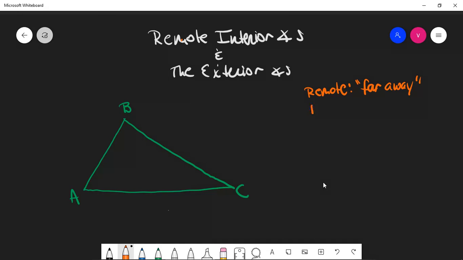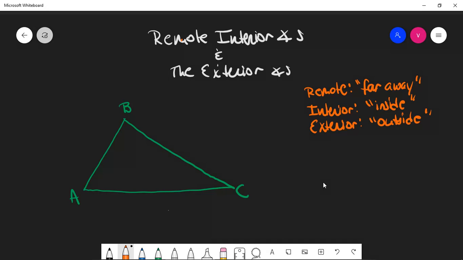Okay, and then you have the word interior, which means inside. And then you have the word exterior, which means outside.